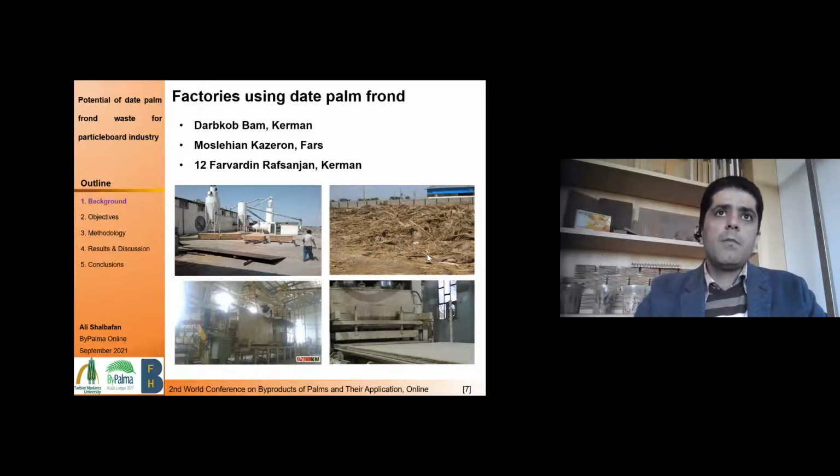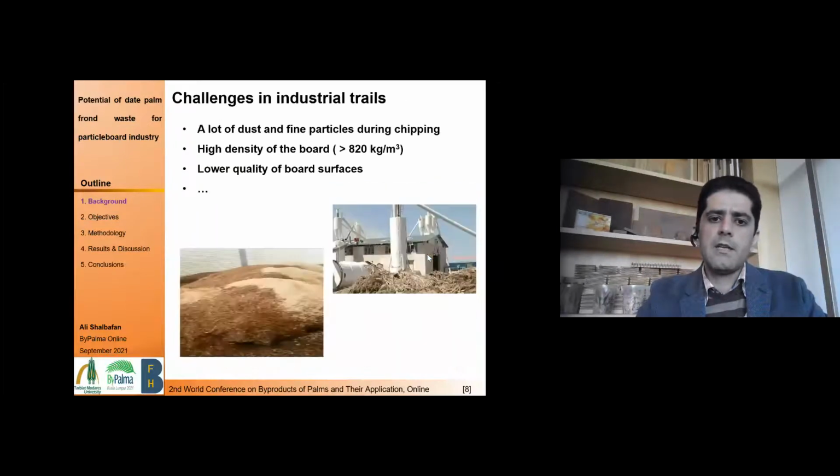But all of these companies have faced several challenges and problems. I can say a lot of dust and fine particles is generated during the chipping process of the date palm, and also the produced panels have a very high density, more or less more than 800 kilograms per cubic meter, and also the boards have very low quality surfaces.